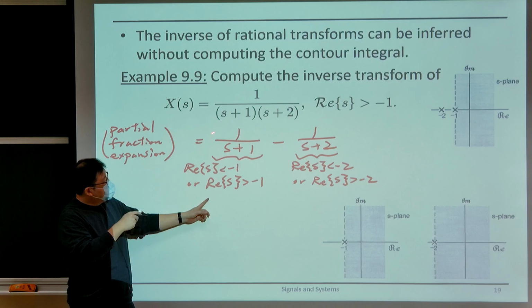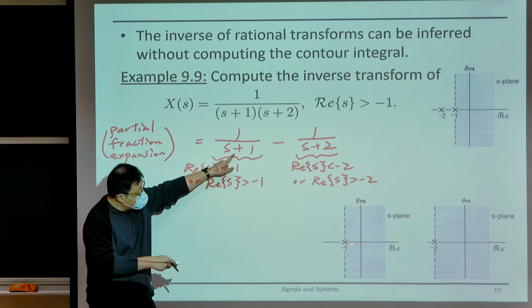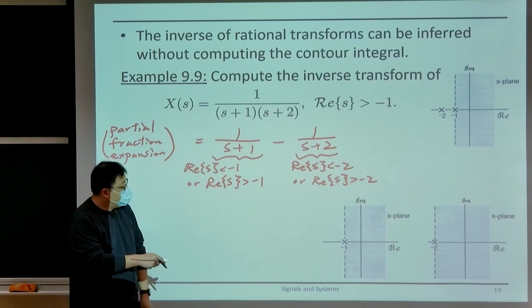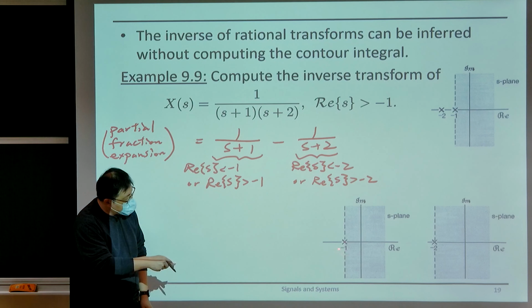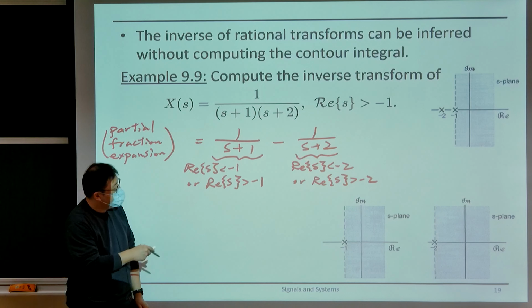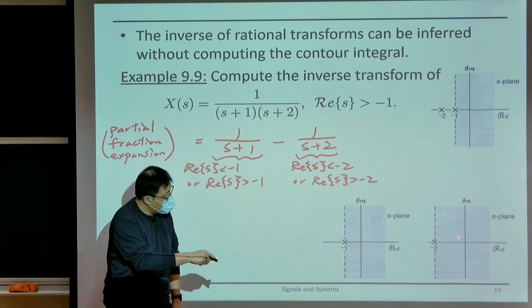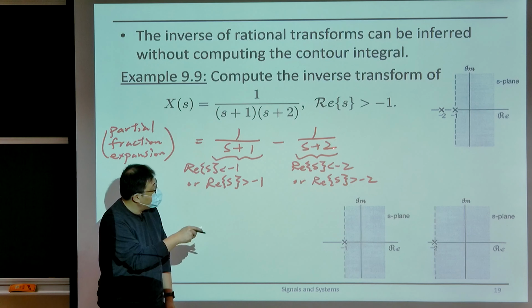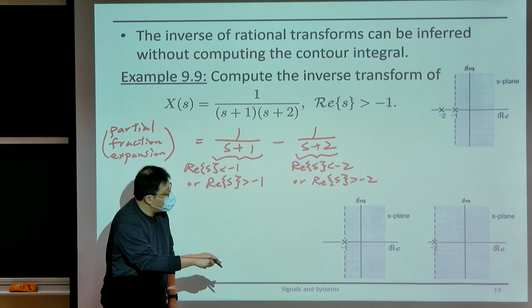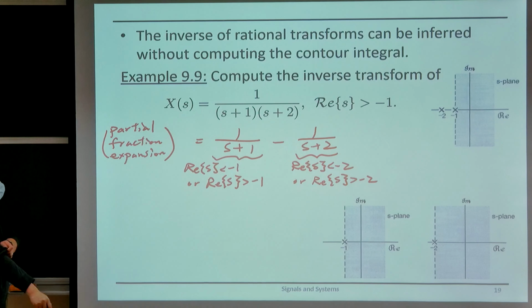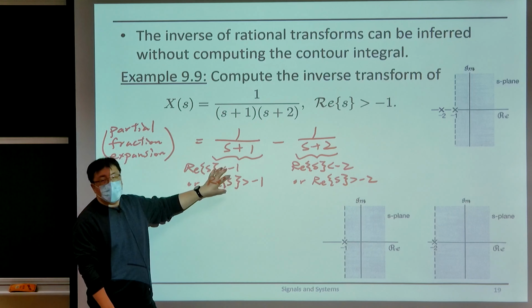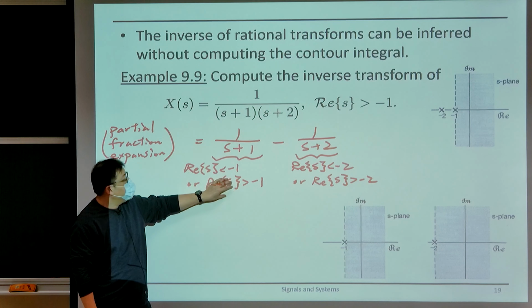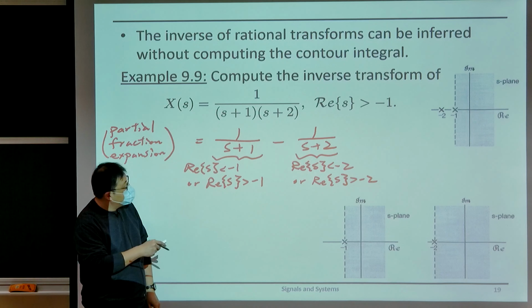So if you look at this term here, which has a pole at -1, then the region of convergence can be either the right half plane to the right of -1, or the left half plane to the left of -1. Similarly for this term, the region of convergence can be either the right half plane to the right of -2, which is the pole, or to the left of -2. But only one of these is true. Now, how do we decide which one should be true?